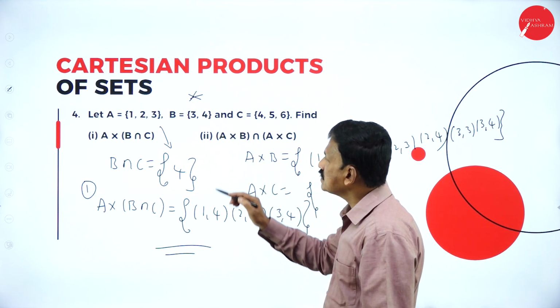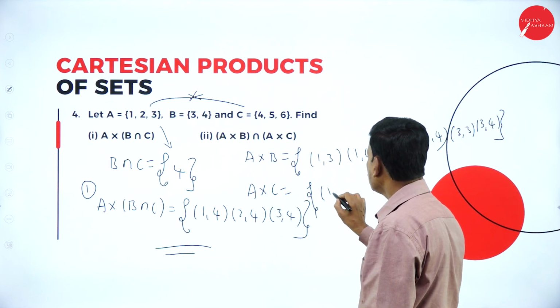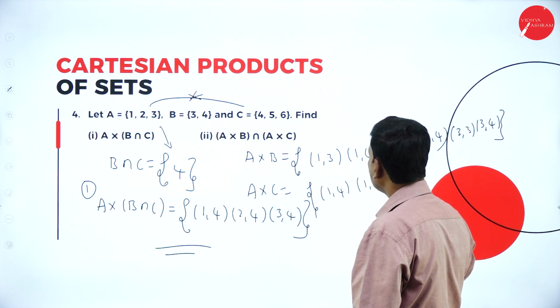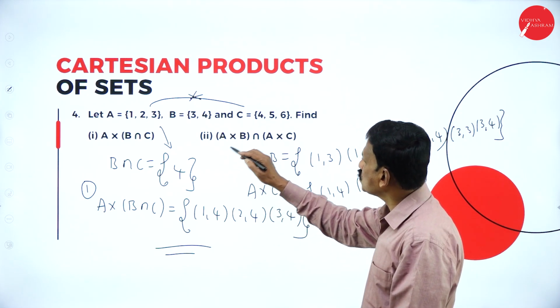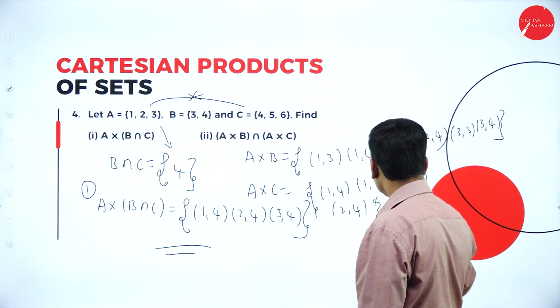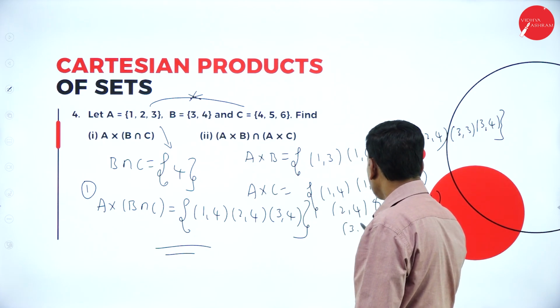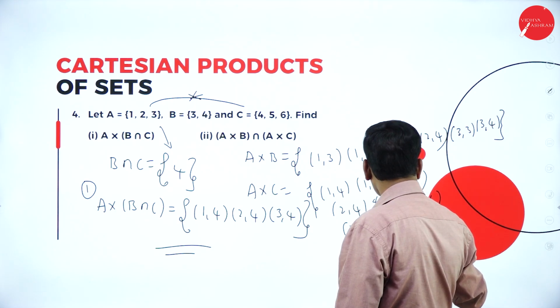A cross C contains (1,4), then (1,5), then (1,6). Similarly, for the second element 2, we have (2,4), (2,5) and (2,6). Then for 3, we have (3,4), (3,5) and (3,6).